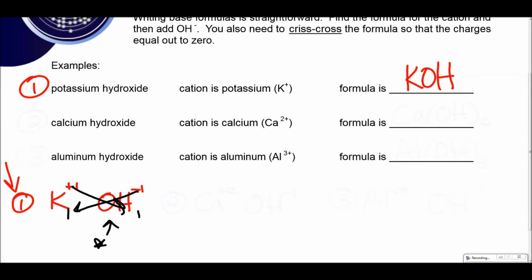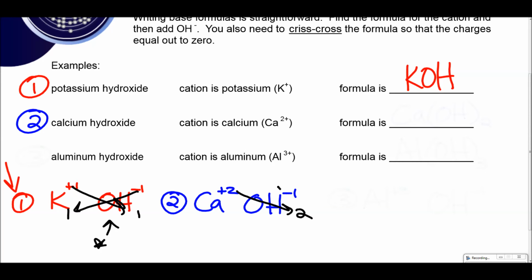Example number 2, calcium hydroxide. First, you have to list out calcium as a +2, it's in group 2, and hydroxide as a -1. When we crisscross our charges, the 2 comes on the outside of our OH. Now you're going to need to use parentheses to protect your polyatomic ion here, and then you're going to take the 1 from the hydroxide over to the calcium. So your final answer is going to be Ca, open parentheses, OH, close parentheses, 2.